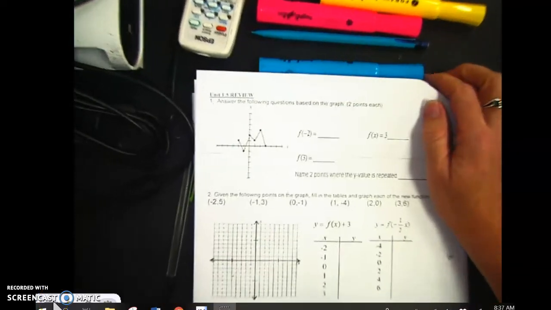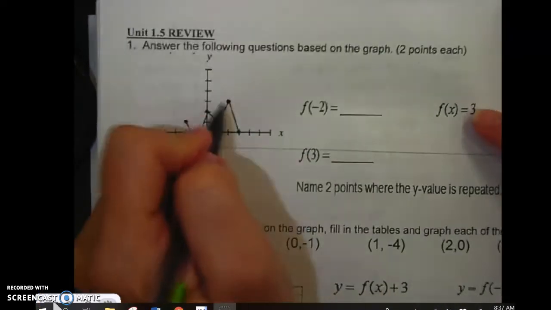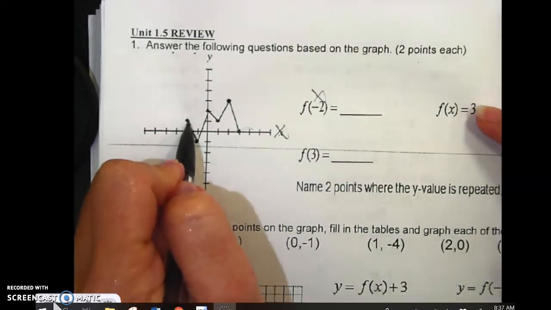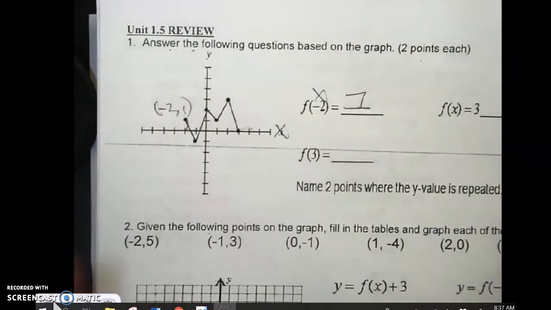All right, let's start this review. I'll zoom it in here. All right, -2. So -2 is my x. So I'm going to go along the x, -2, and then I go up and I hit here at 1. So -2, 1. So my answer here is 1.